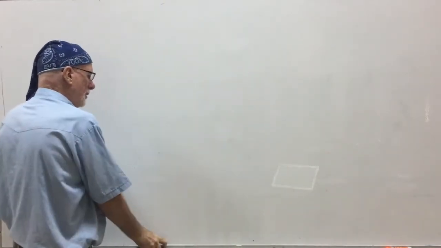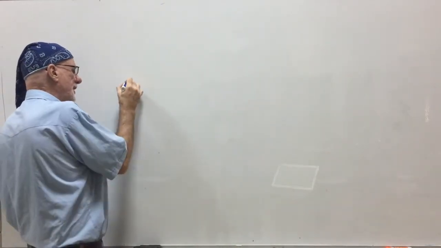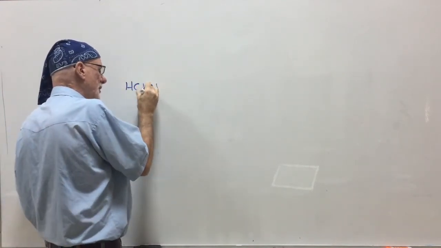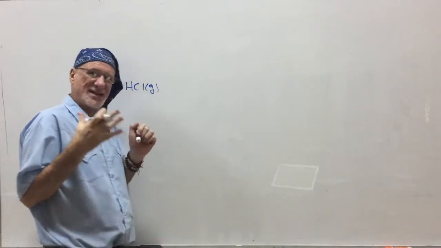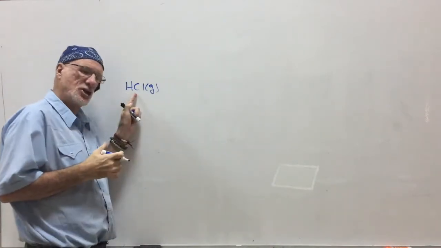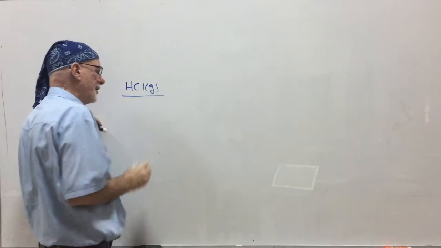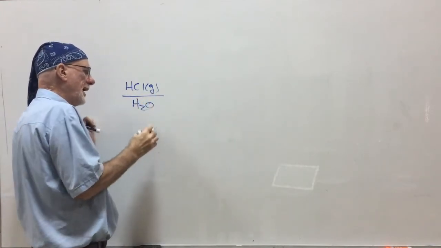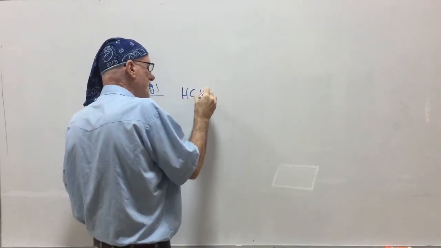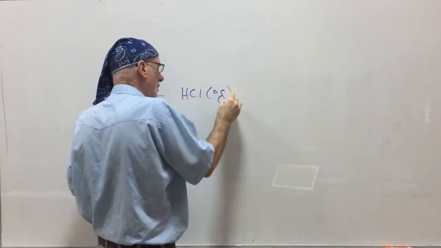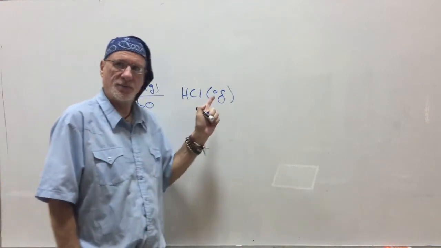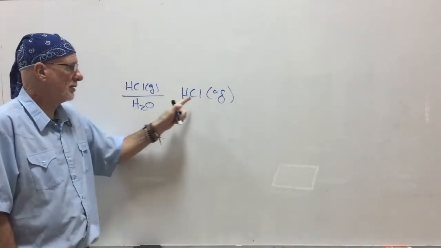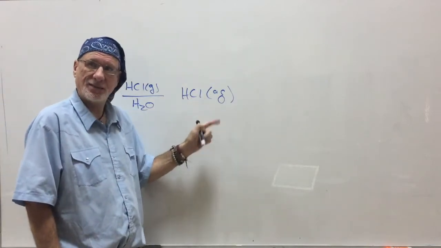Now, for instance, let's say I have HCl. That's a gas. It doesn't have to be a solid. So HCl, hydrogen chloride, is a gas, and I'm going to dissolve that in water. And that's going to be HCl(aq), AQ for aqueous. That's a water solution of hydrogen chloride in water. We think of that as an acid.